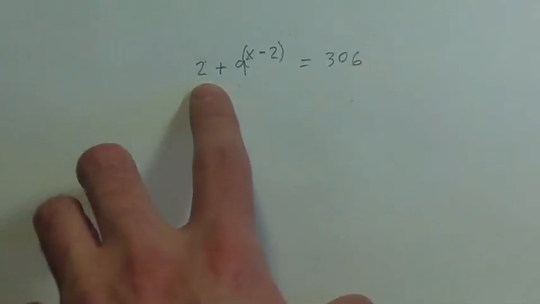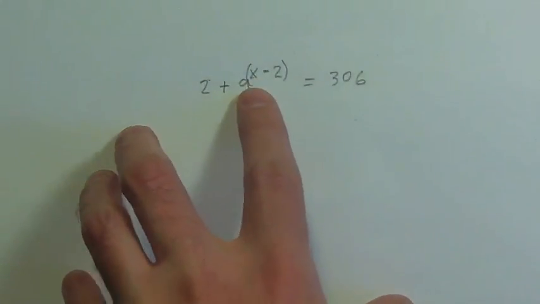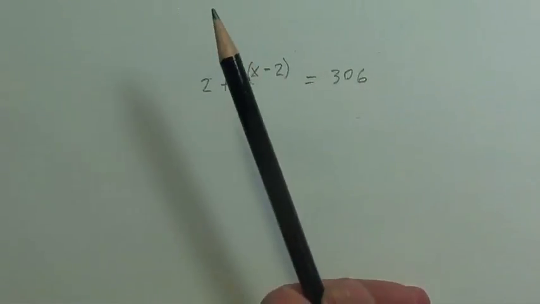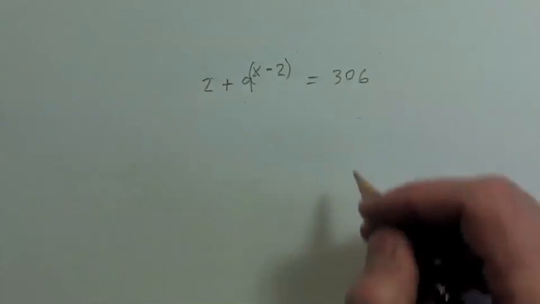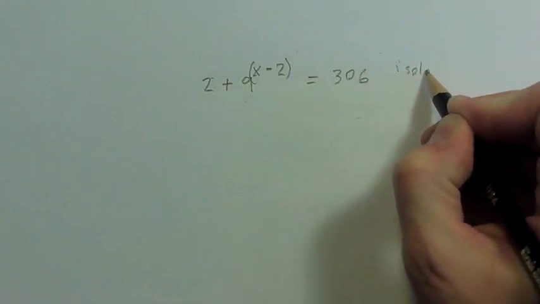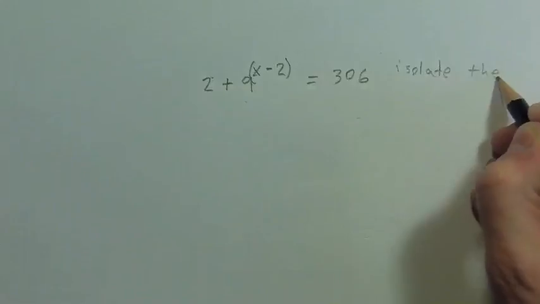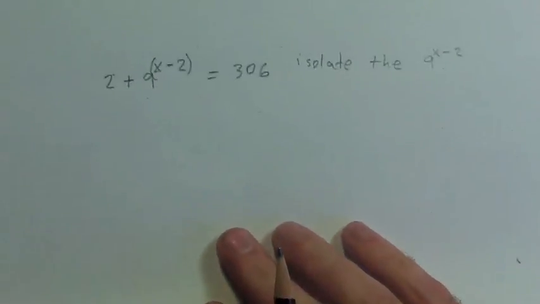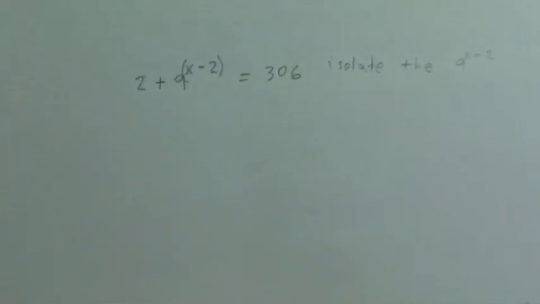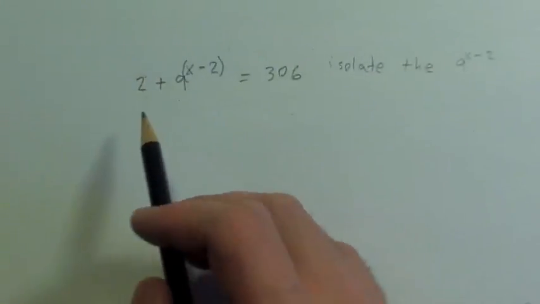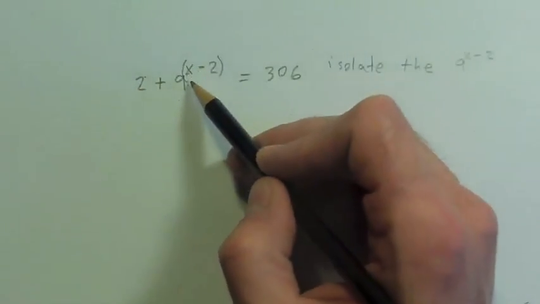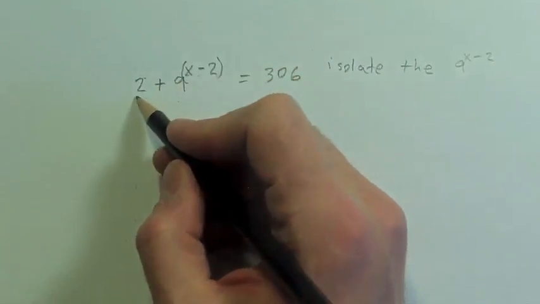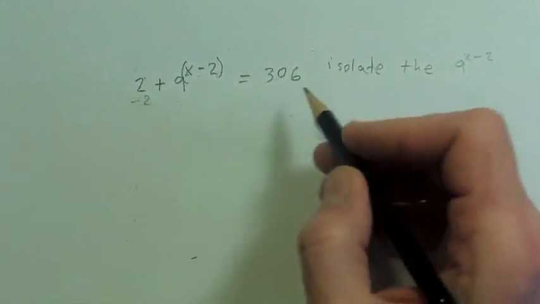Okay, for this one, I have 2 plus 9 all to the x minus 2 is equal to 306. So like before, first thing we want to do is isolate the weird thing, right? This 9 to the x minus 2, we want to isolate that to begin with. So to do that, we'll actually move this 2 over. So keep in mind, this is not 2 plus 9 all raised to that, only the 9 is being raised to that. So we can healthily move this over by subtracting the 2.